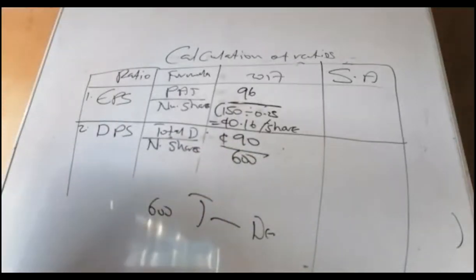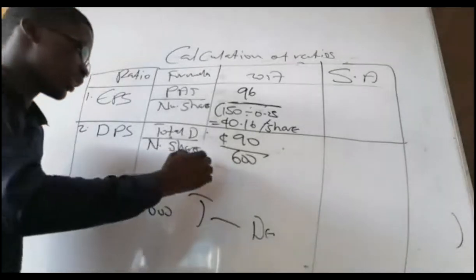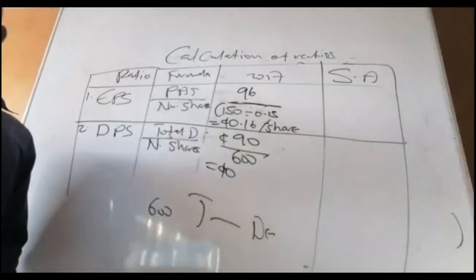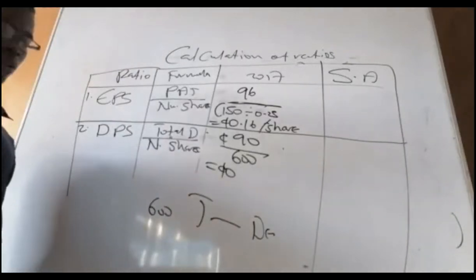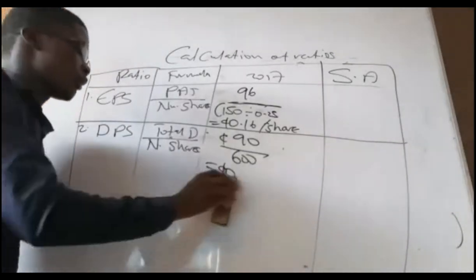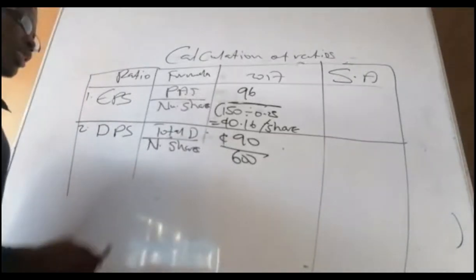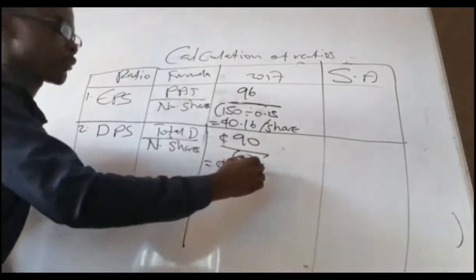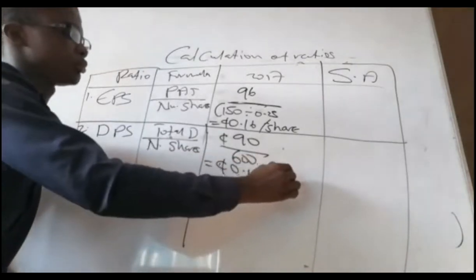So what is the dividend per share? So dividend per share will be 90 divided by 600. And that'll give us 15 pesos. I like that too, 15 pesos. So 0.15. So Ghana cedi of 0.15 per share.